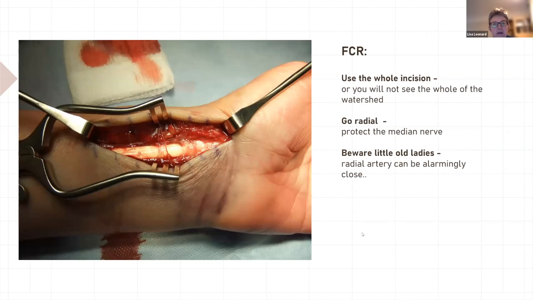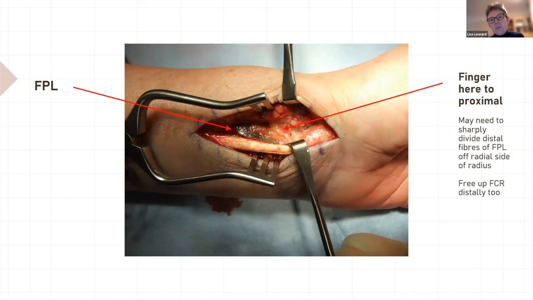So when you go to FCR, don't do that thing where you're going down a smaller and smaller hole. Make sure you dissect all the way to the end of your incision. Come on the radial side, protect the median nerve, but do watch out for your little old lady, because you'll find the radial artery can be alarmingly wiggling away there if you're not careful, very close. So you free up all the way along to FCR to give yourself plenty of freedom to retract your tissues here.